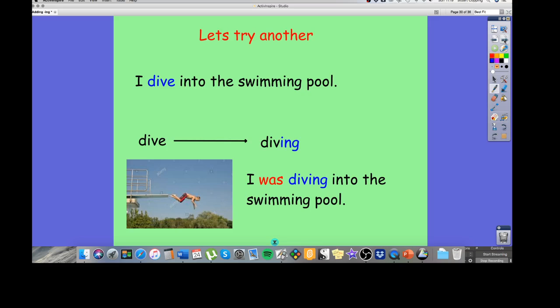You can't say I is diving. You can say I am diving into the swimming pool. So when you have I, you use am or was. If you're using people's names, you use is or was.